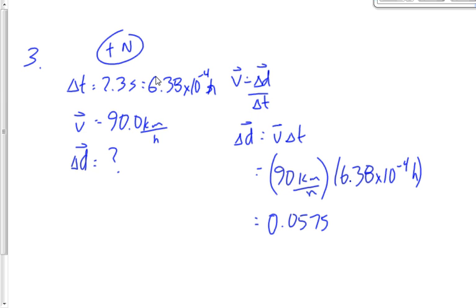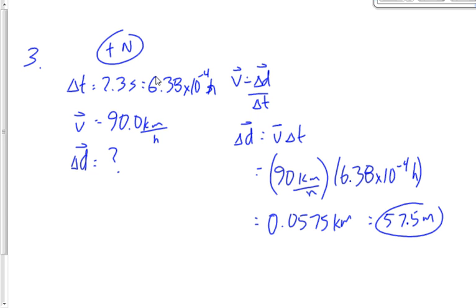Well, what is that units? 0.0575 what? Kilometers, right? We're using kilometers per hour. My answer's got to be in kilometers. You can leave it that way if you want, or I just divided it by 1,000 and get 57.5 meters. So either one of those would be a correct answer.